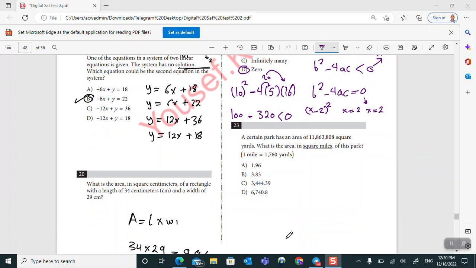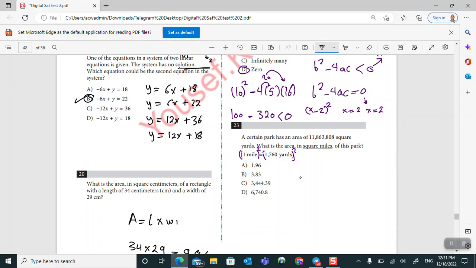Okay, let's move on. A certain park has an area of that number of square yards. What is the area in square miles of this park? All you have to do here is, it's given that we have square yards and we need to convert it into square miles. So all you have to do is square these two, since we are given two numbers as an area, square yards and square miles.